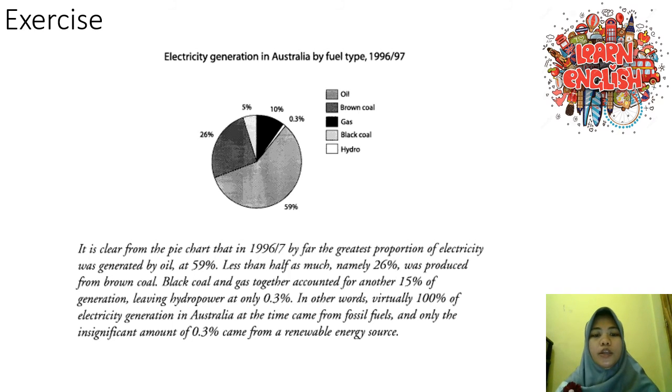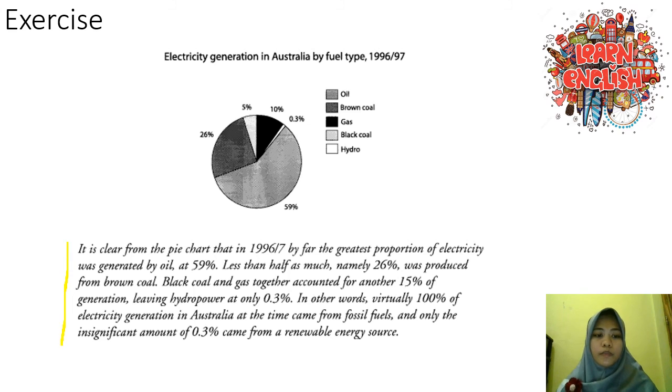Okay, class. Then here I give you an example of writing about electricity generation in Australia by fuel type. The year is 1996 till 1997. You have some types of fuel here: oil, brown coal, gas, black coal, and hydro. And you have the percentage here. Okay. Then you can see the example.